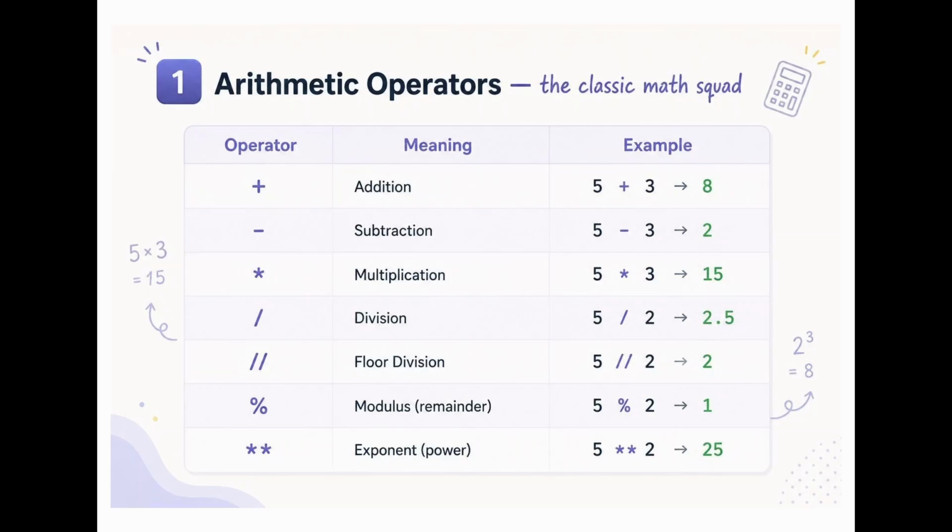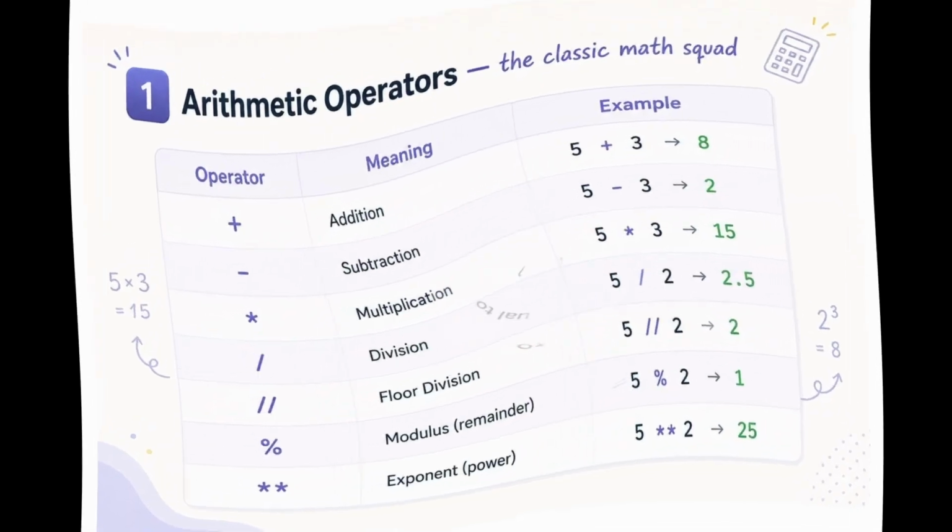Quick shout out to the sixth one, which is modulus. The modulus operator gives you the leftover after the division. Sounds boring, but it's secretly iconic. It's how we check if a number is even or odd, and we'll use it to prank, I mean, demonstrate stuff in a second.